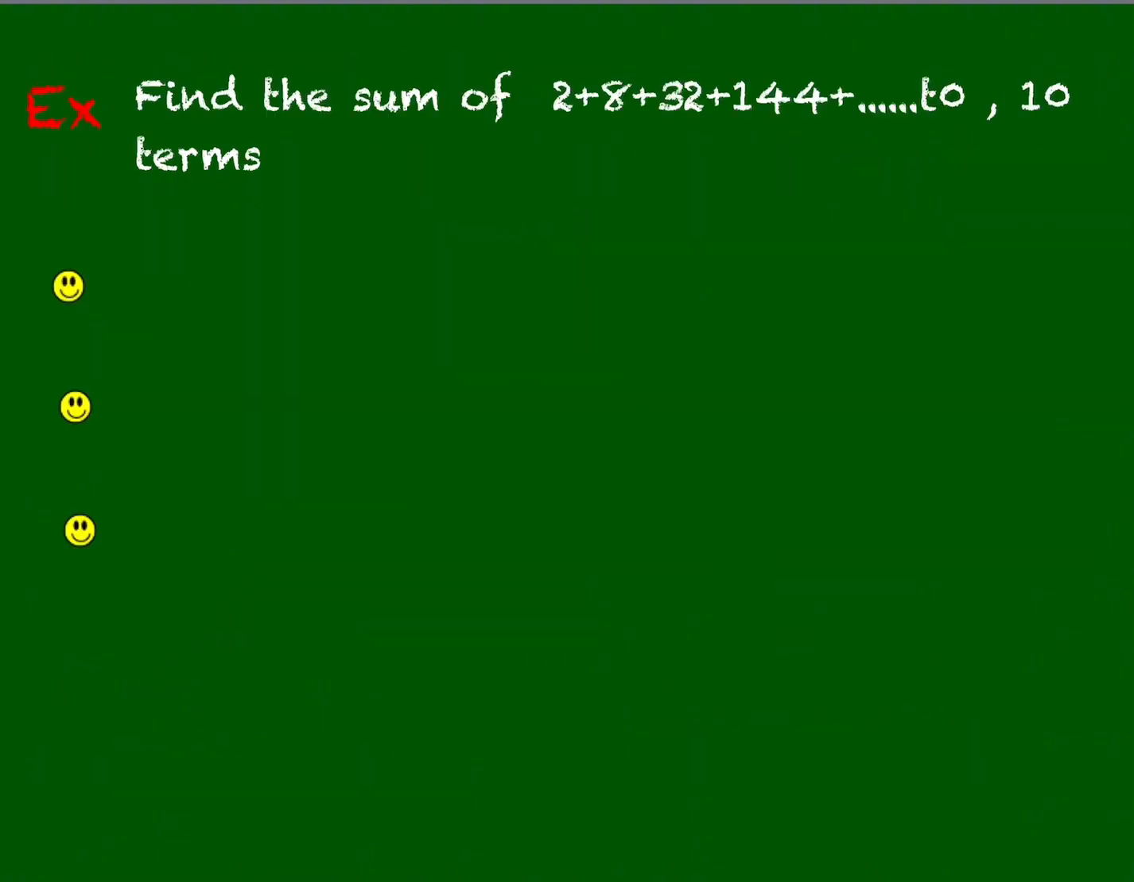Let's find the sum of the first 10 terms of the series 2 plus 8 plus 32 plus 144, and so on. First, we need to check if this is a geometric series or not. To figure out if the given series is geometric or not, we need to look for a pattern by checking if there's a consistent ratio between consecutive terms.